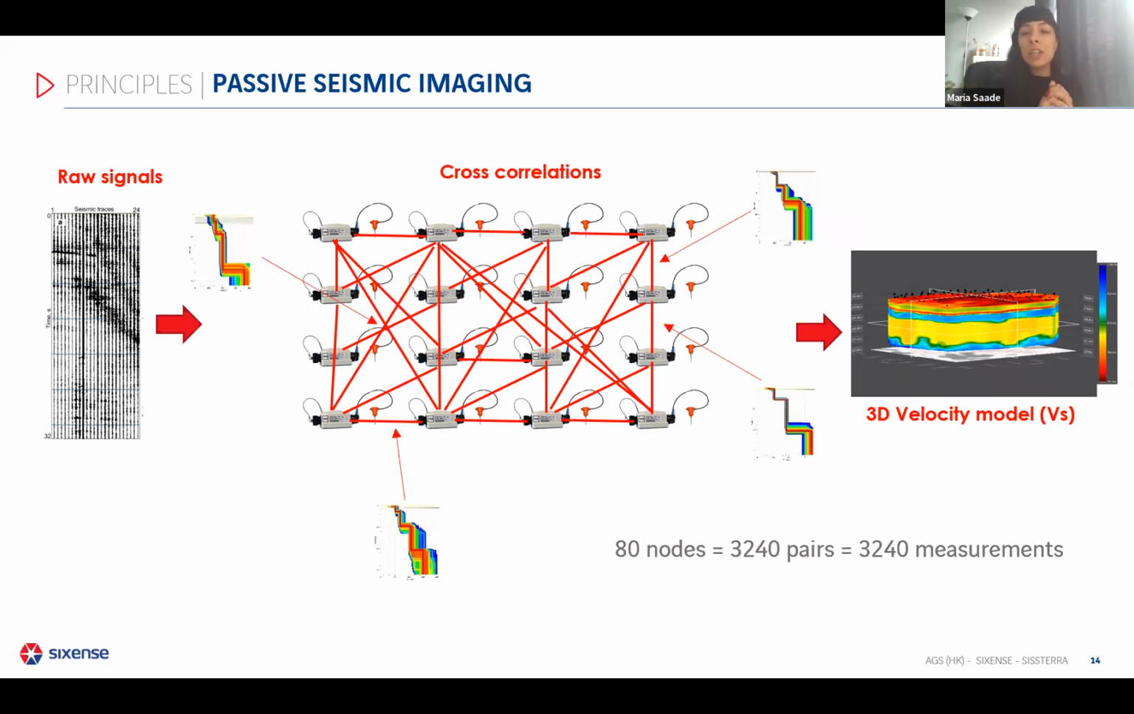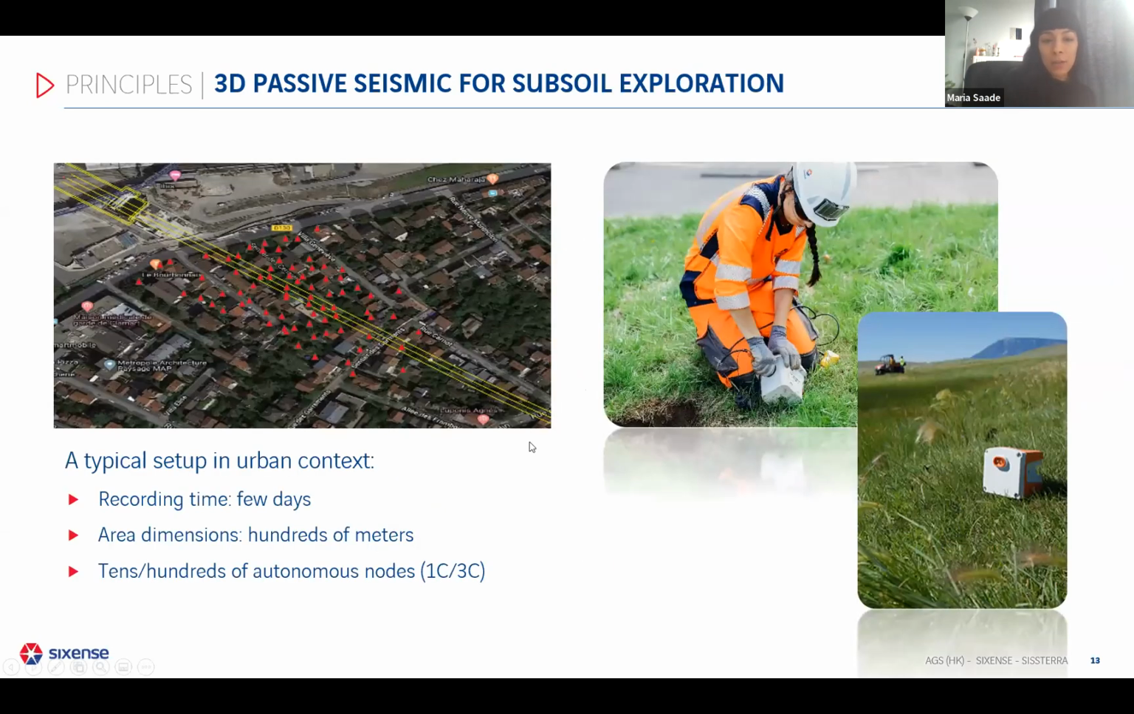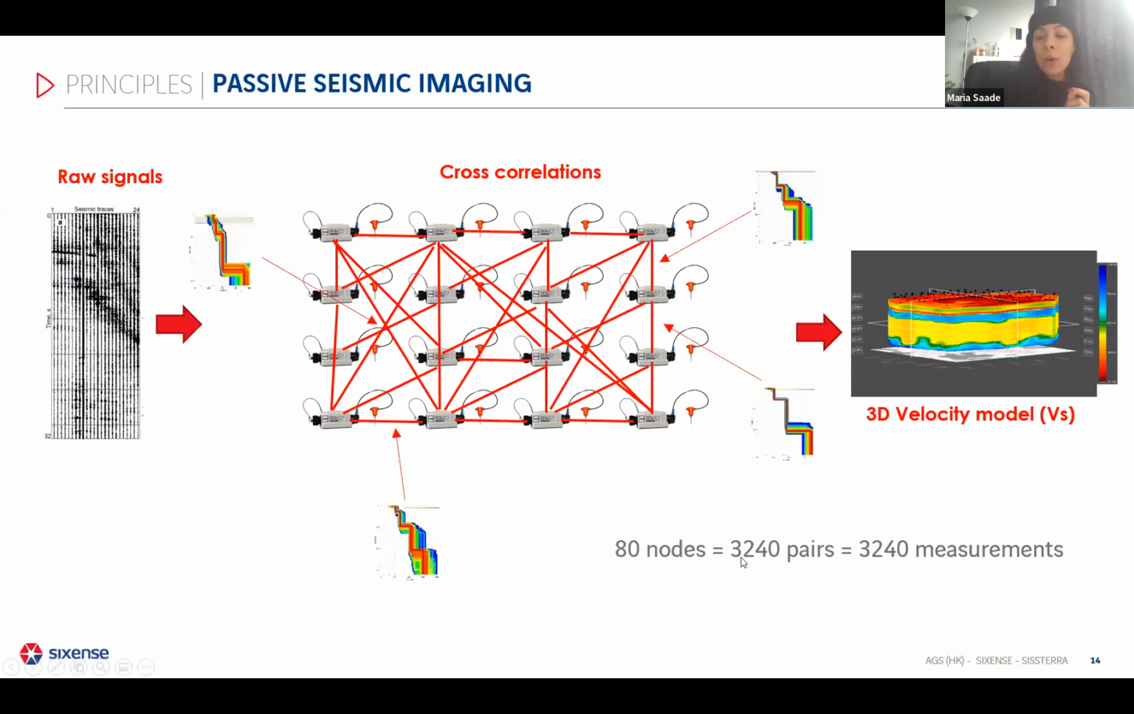This procedure allows us to extract the seismic waves. We usually work with surface waves that propagate between these two nodes. That way, we can extract the propagation time of the wave between two different nodes, and then have a velocity measurement of the wave between these nodes. So if we have, let's say, 80 nodes, as what we have here in this network, we could have more than 3,000 pairs of receivers.